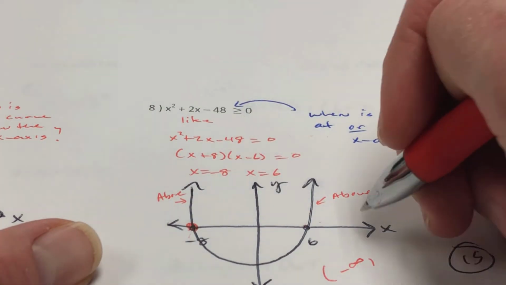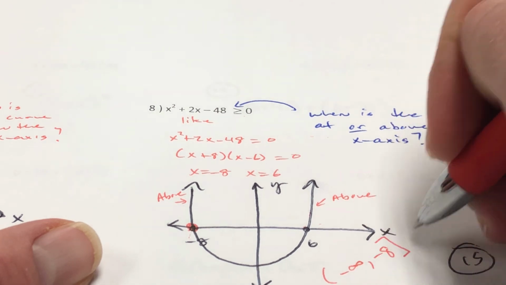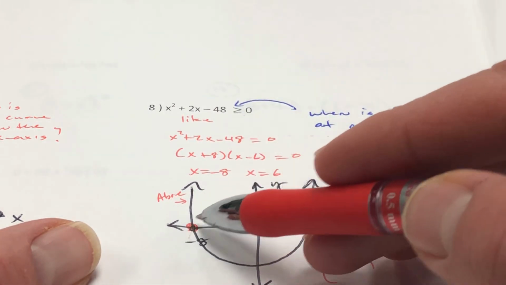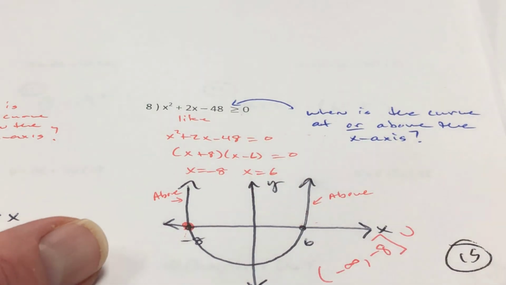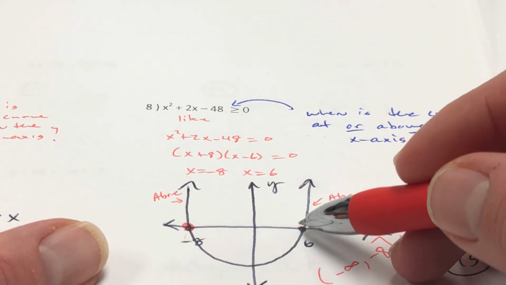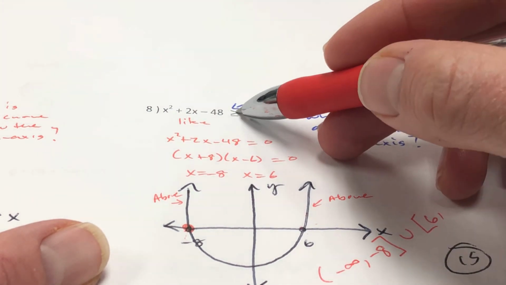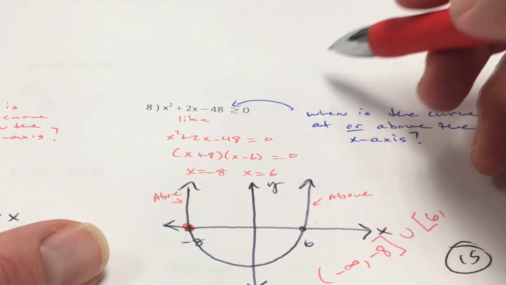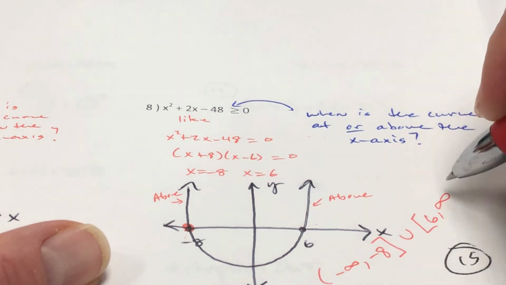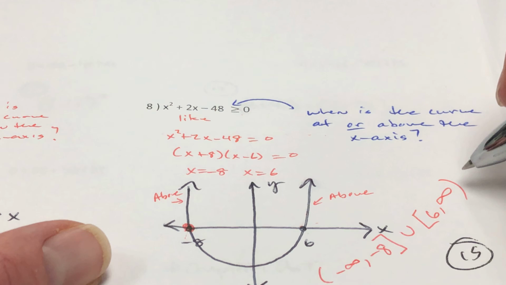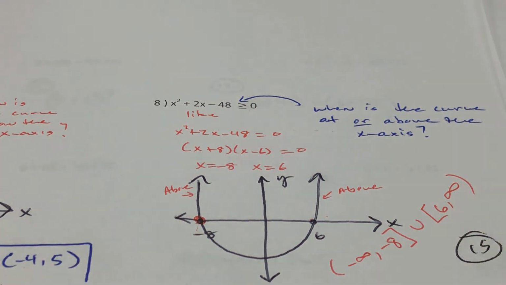Negative 8 is where it's at the x-axis. We use a bracket there because greater than or equal to, you are allowed to be equal to 0 in this one. Union, it picks back up being at the x-axis at 6, another bracket because I'm allowed to be on the x-axis, greater than or equal to 0, all the way to infinity. This graph is going to keep going to the right and going up. Again, a parenthesis around infinity.